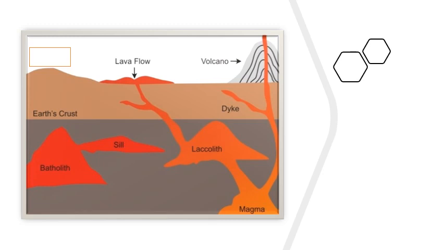Sometimes the passage of an extinct volcano gets filled with magma. It then solidifies there and is known as volcanic neck or plug. I hope you understood this.